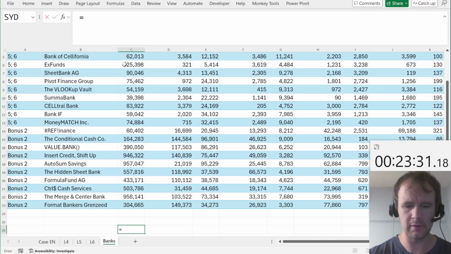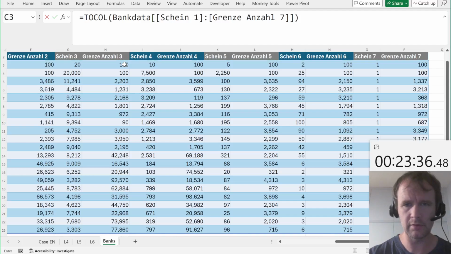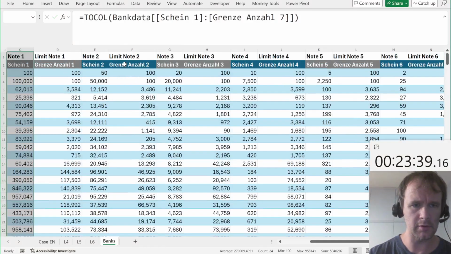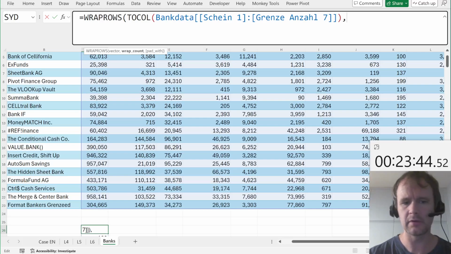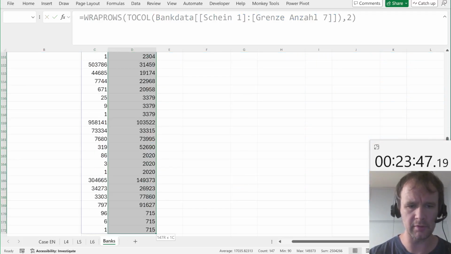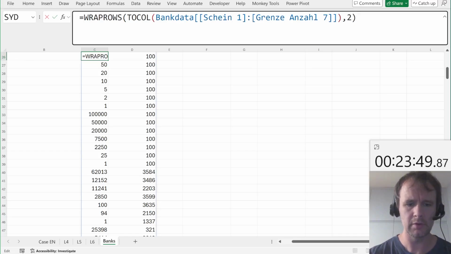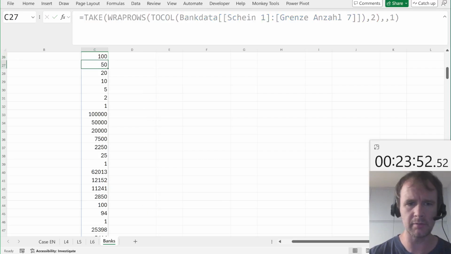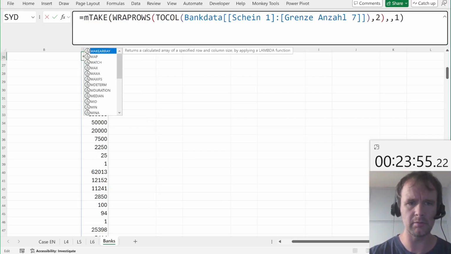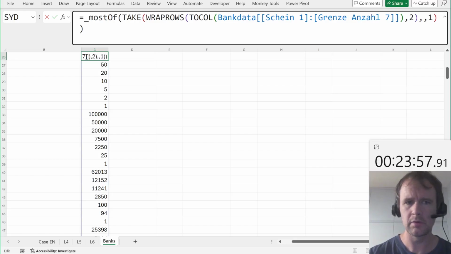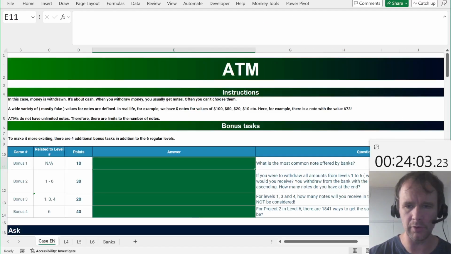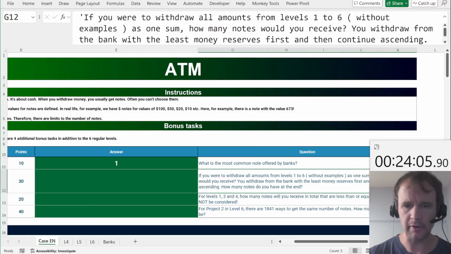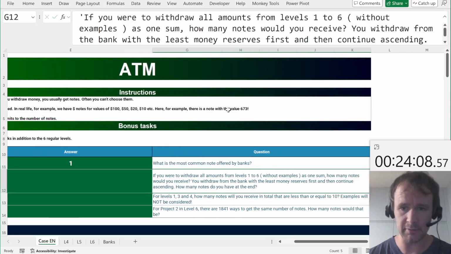So we're going to say to all of this. That's going to be 100. Yes, that's the right way. And then I want to wrap rows of that by 2. So that's going to give me these are the amounts, these are the limits, and then I want to take from that the first column, and then I want to wrap that in most of. And yeah, well, I guess that makes sense. The most common note is 1.